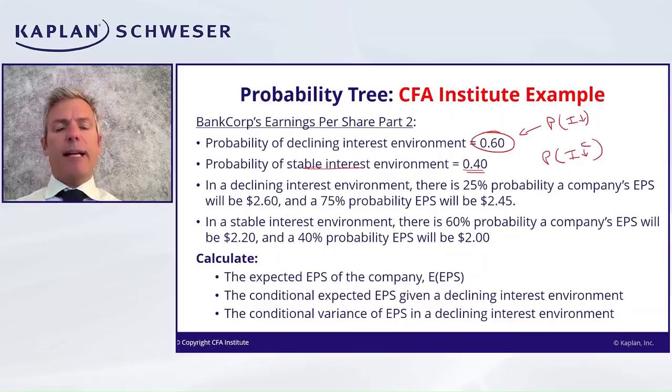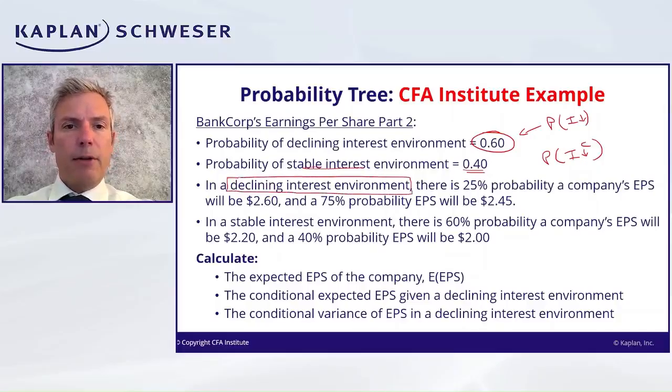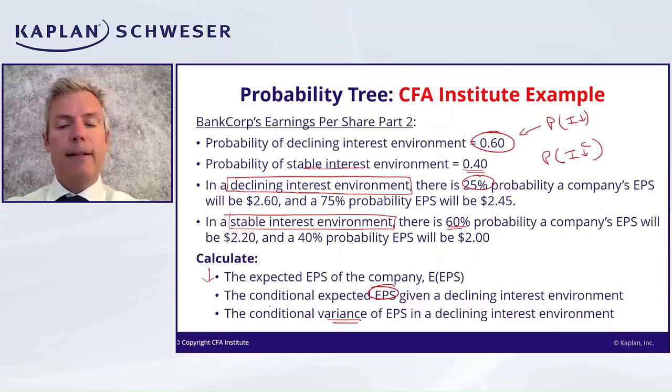Okay, this is screaming out for a tree, isn't it? Because we're being given conditional probabilities. This is conditional upon a declining interest rate environment. These probabilities are conditional on interest rates declining. In a stable interest rate environment, there is 60%. These are conditional probabilities as well, when interest rates are stable. So we need to calculate the expected EPS and conditional EPS and even conditional variance, as we'll see.